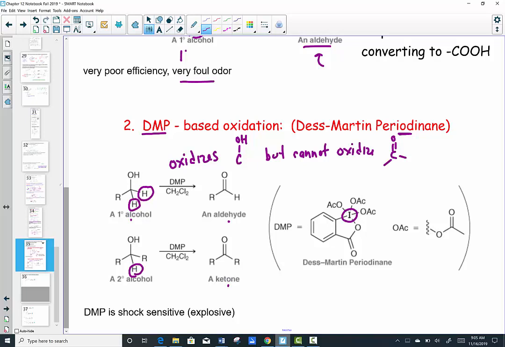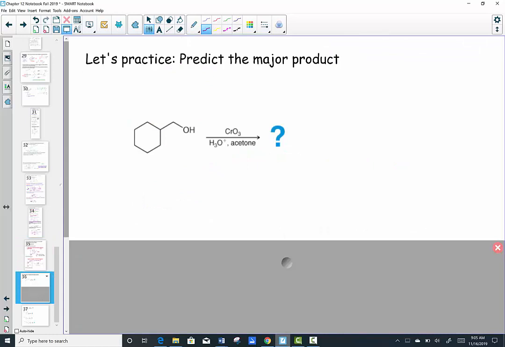Now, what's the drawback? It's very shock sensitive. Any type of friction, very much like TNT, is shock sensitive. It can explode if not properly handled. Alternatives are more green compared to the chromium, which is environmentally unfriendly, and these are some alternatives we should be familiar with as well. So there's lots to choose from in oxidative reagents. And really the story comes down to predicting the major product from an oxidative reagent.